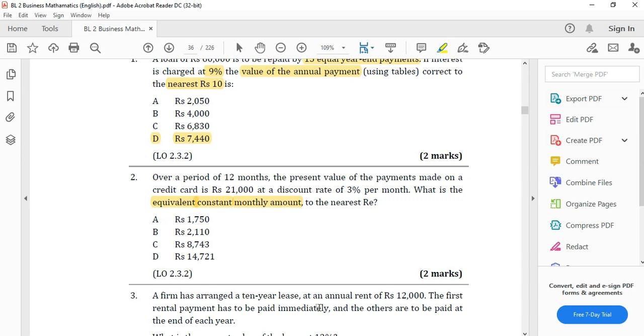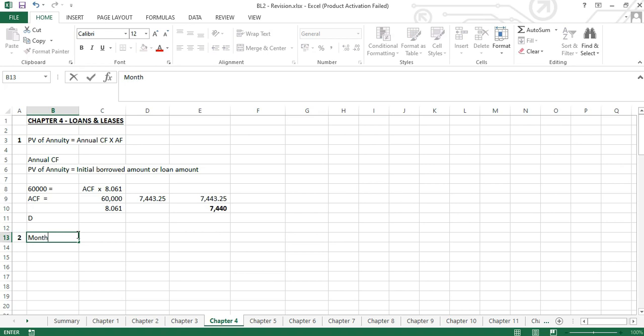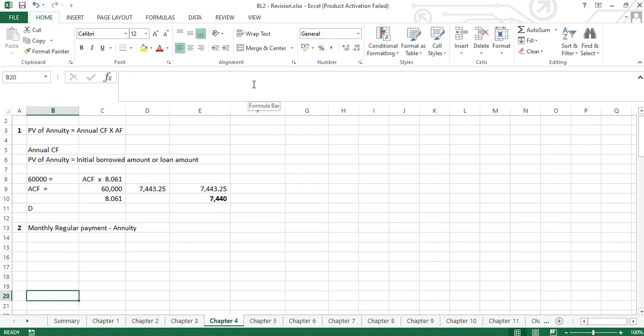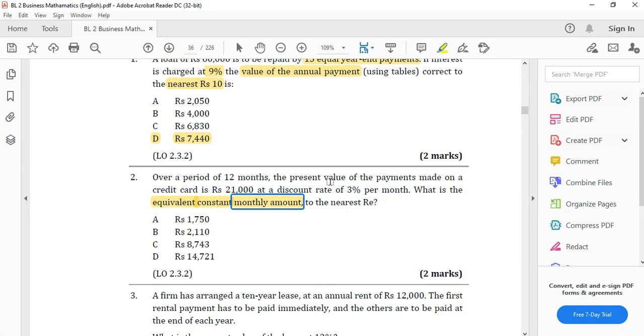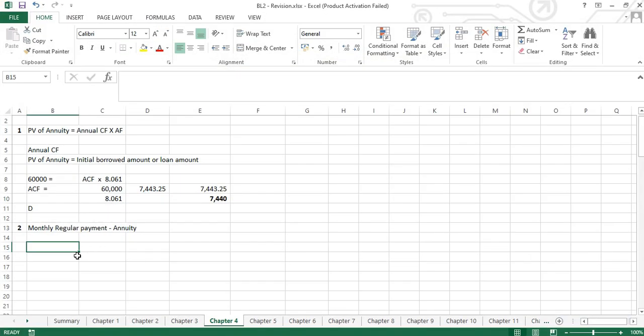Now here also they are referring to finding the annuity. Actually annuity in monthly terms. So the regular payment. So basically it's the monthly regular payment. So it's basically an annuity. Okay, but not annually. It's going on a monthly basis. So the number of months total is 12 months. Over 12 months they found the present value of the payment is 21,000. So present value of 12-month payment is 21,000.